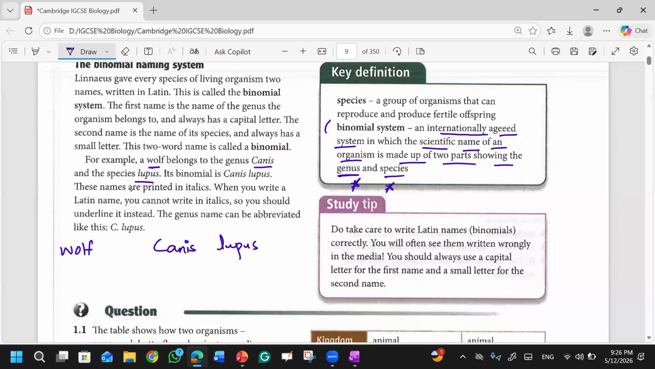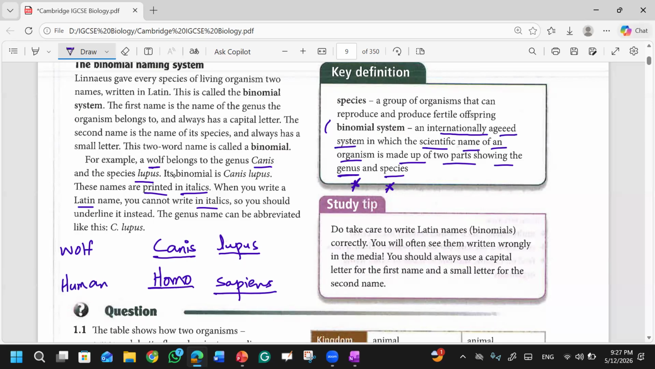These names are printed in italics. When you handwrite a Latin name, you cannot write in italics, so you should underline. Okay. Remember one thing: whenever you write, you will underline these when you are handwriting. Clear? Just like Homo sapiens. Otherwise, they will deduct the marks.